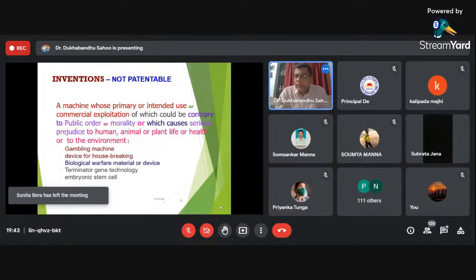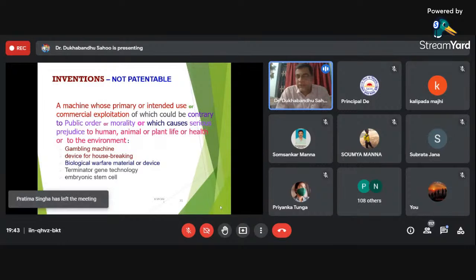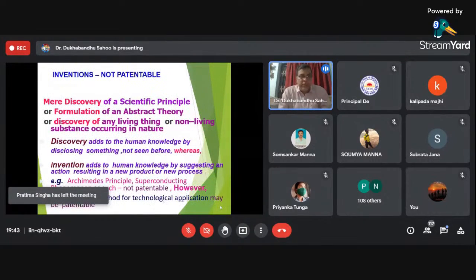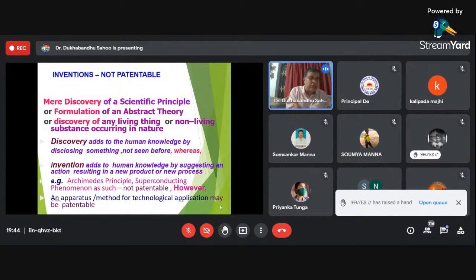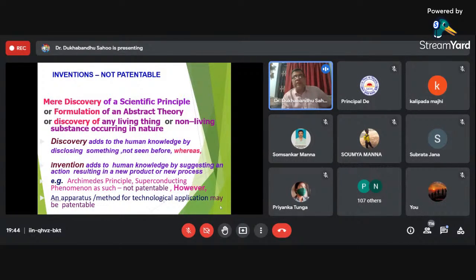Like a gambling machine. You may say that you came out with a new gambling machine, but it doesn't help the society. You may apply for that, but you have to listen to the law of the land. Similarly, what is not patentable is the mere discovery of a scientific principle. As I said with copyright, mere construction of an abstract theory in your mind cannot be patented. That needs to be converted into a material product. Then only it can be patented. Like Archimedes' principle, superconducting canons. These are abstract concepts which have usefulness for the society, but they are not materialized. So this cannot be patented.